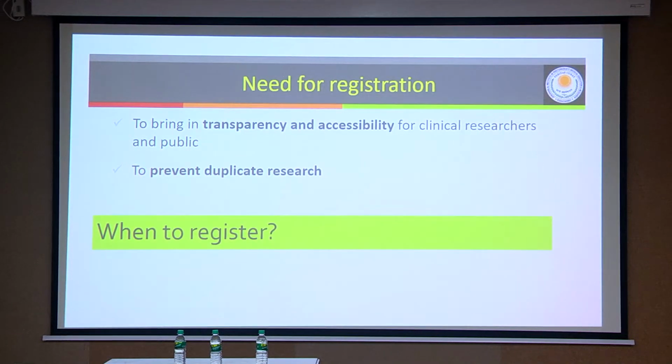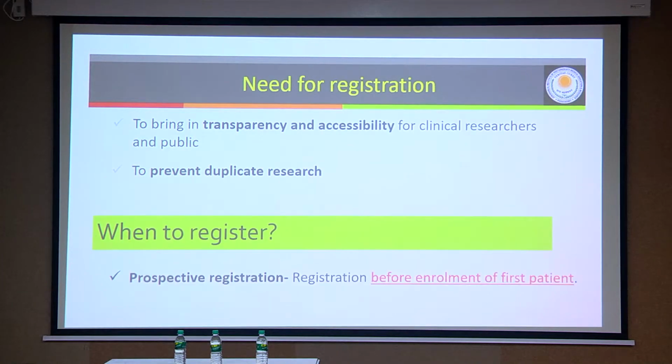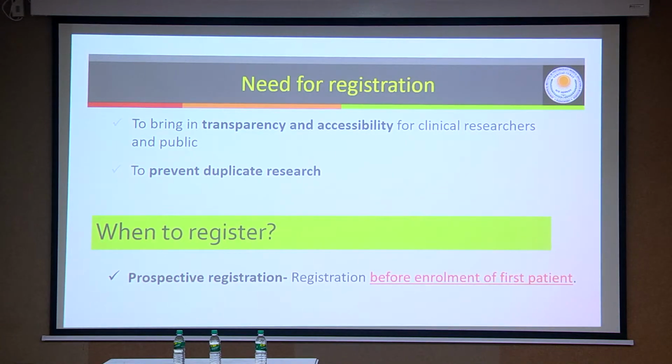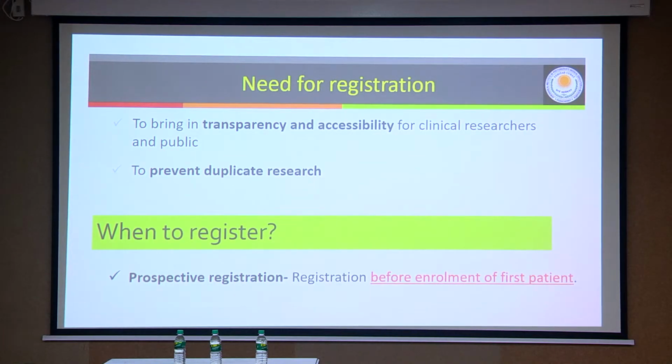Now when to register? Is it important? Yes, it's very, very important. You are supposed to register before the enrollment of the first patient or the first participant. This is called prospective registration. What if I register after the enrollment of the first patient or after completion of the study? After completion, if you register a study, that becomes a retrospective registration, and today, the standard journals will not consider any retrospectively registered manuscripts. So to be considered for publication itself, it needs to be registered prospectively.